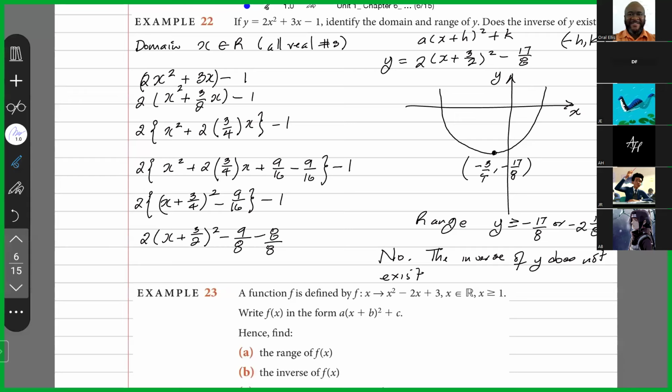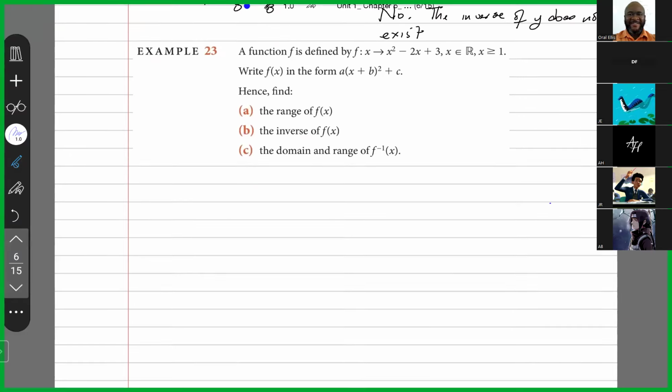All right, example 23. Now, example 23 says a function f is defined by f of x is equal to x squared minus 2x plus 3. We're told that x is an element of the set of real numbers, and the domain is further limited by the fact that x must be greater than or equal to minus 1.